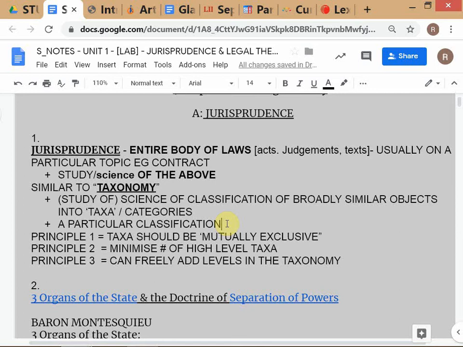How should we classify? What kind of categories? Second, a particular classification is also referred to as taxonomy. So in the first sense of jurisprudence, you're referring to the existing body of laws, for example the law of contracts in India. You say the current Indian jurisprudence on contract law. That is, you're referring to the current set of laws. So similarly, you can use the word taxonomy also to refer to a particular classification.